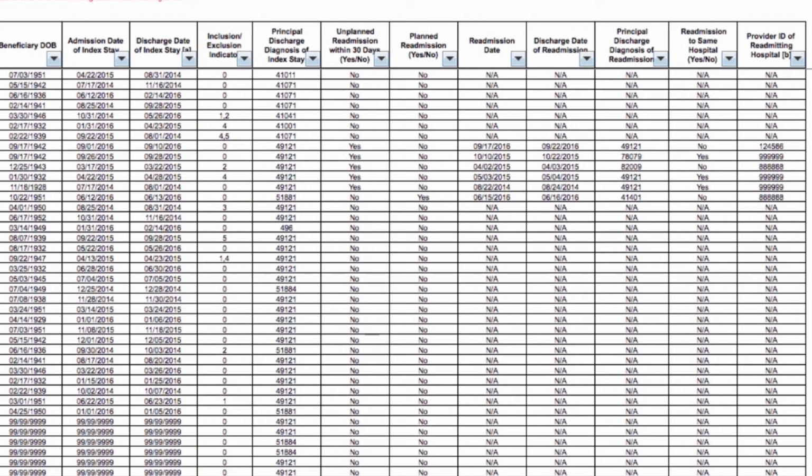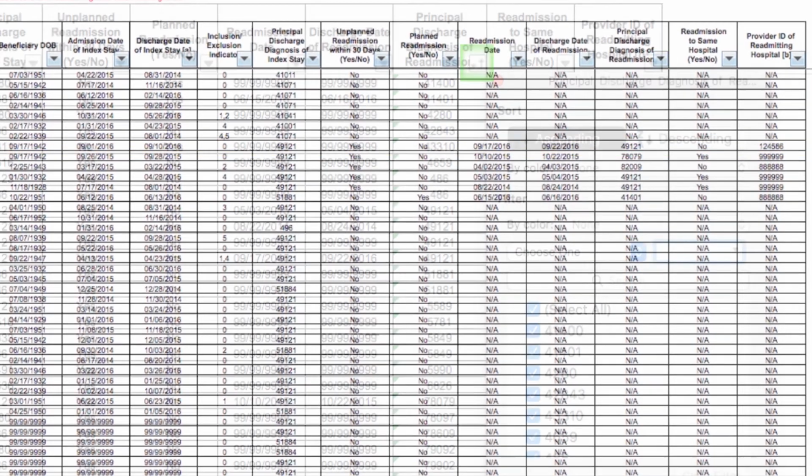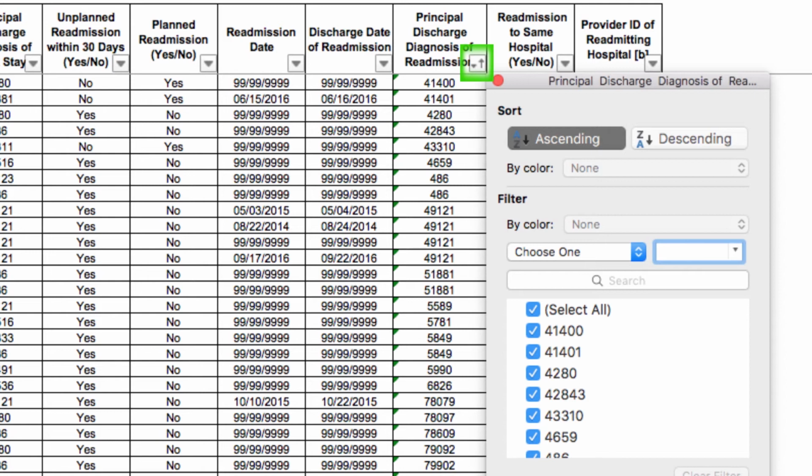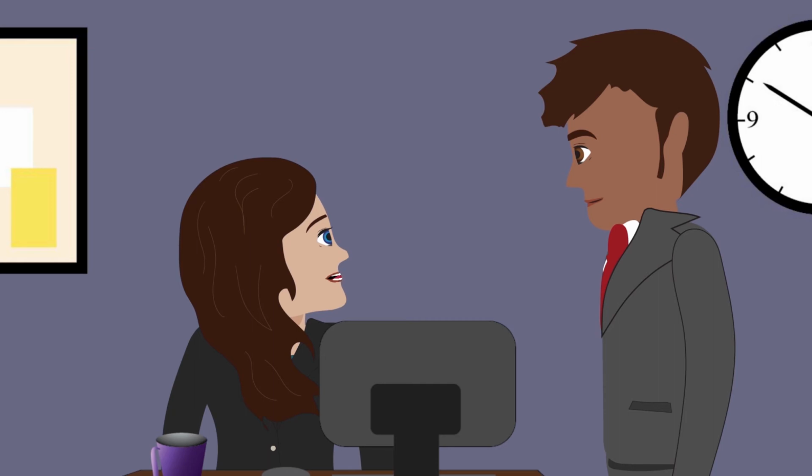Okay, that's helpful. So this patient was included here, and because there's a yes in this column, it means they went back to the hospital with an unplanned readmission within 30 days of discharge. It even tells us that they were discharged from another hospital on September 22nd for a reason that is coded as 49121. Do a lot of our patients get readmitted to this hospital? We can filter to figure that out, and we can also figure out the most common reason for why our patients get readmitted. That's great information for our presentation.